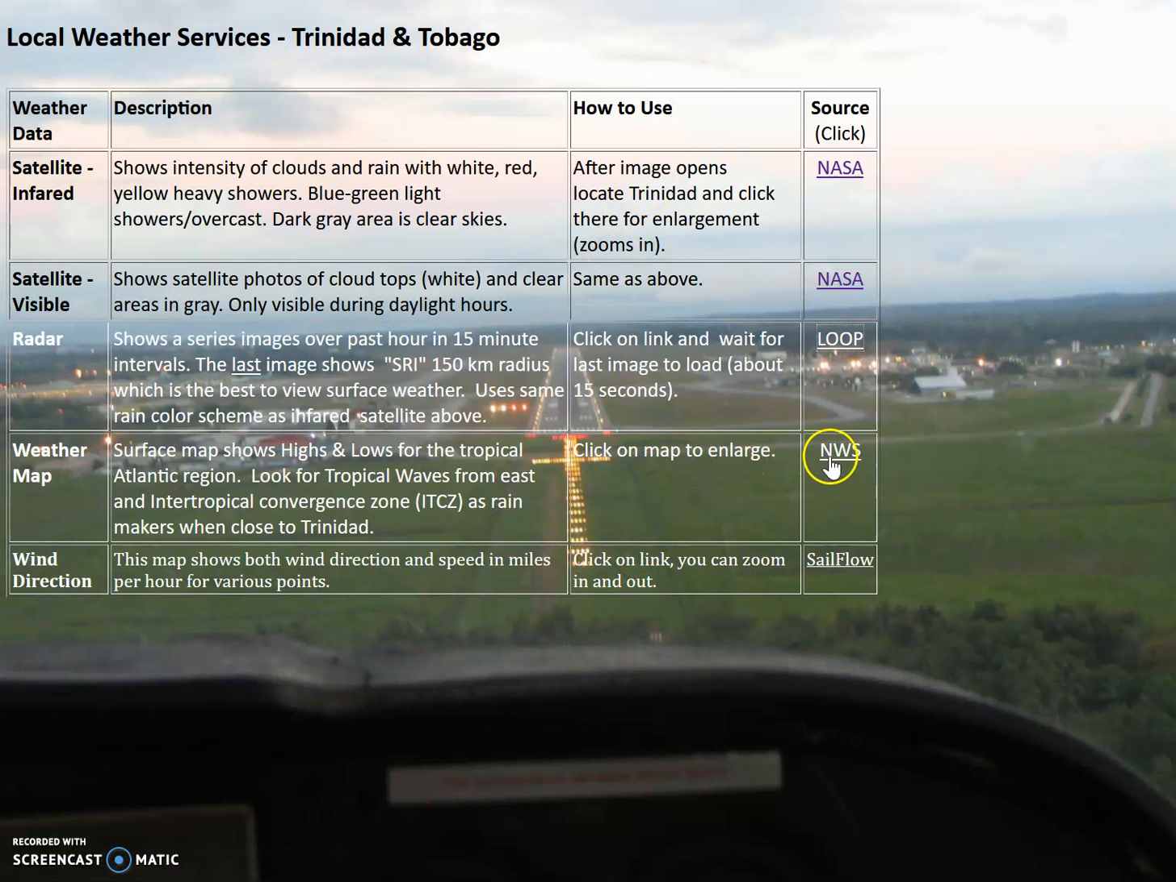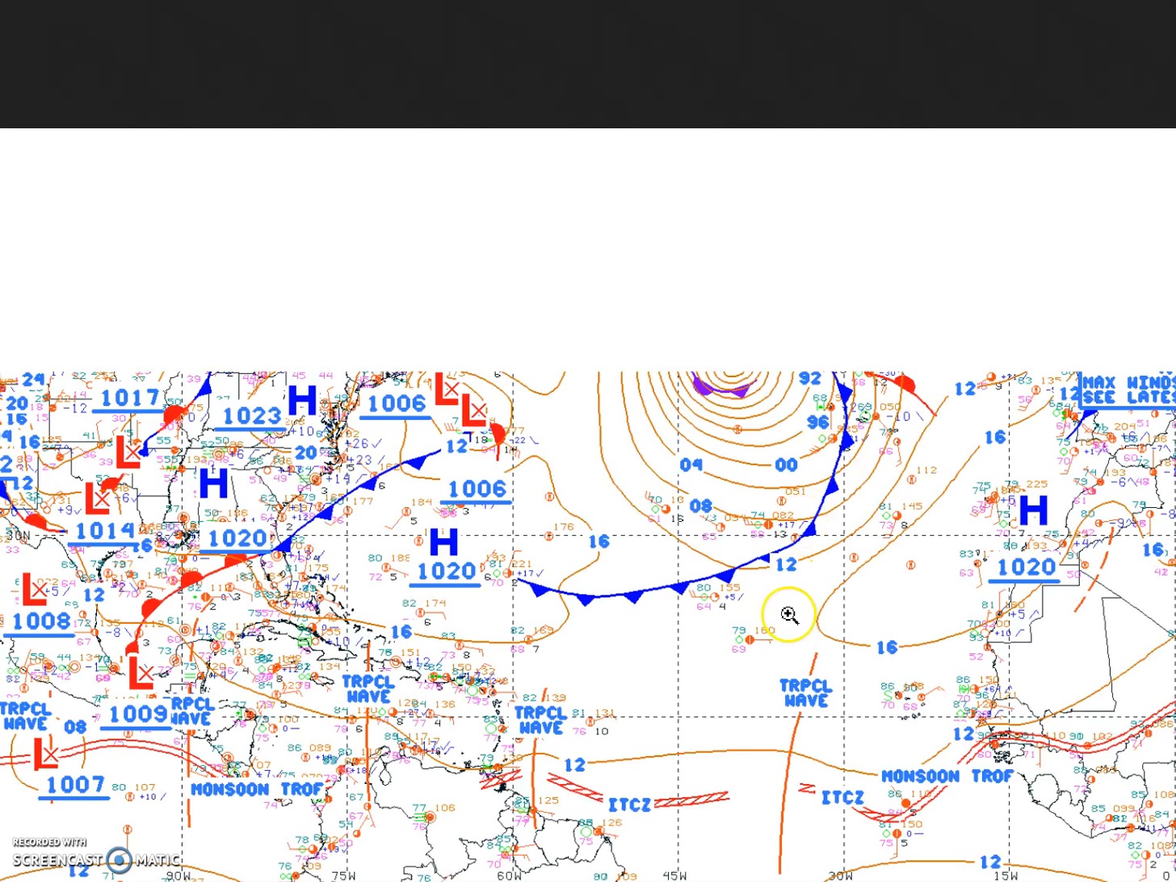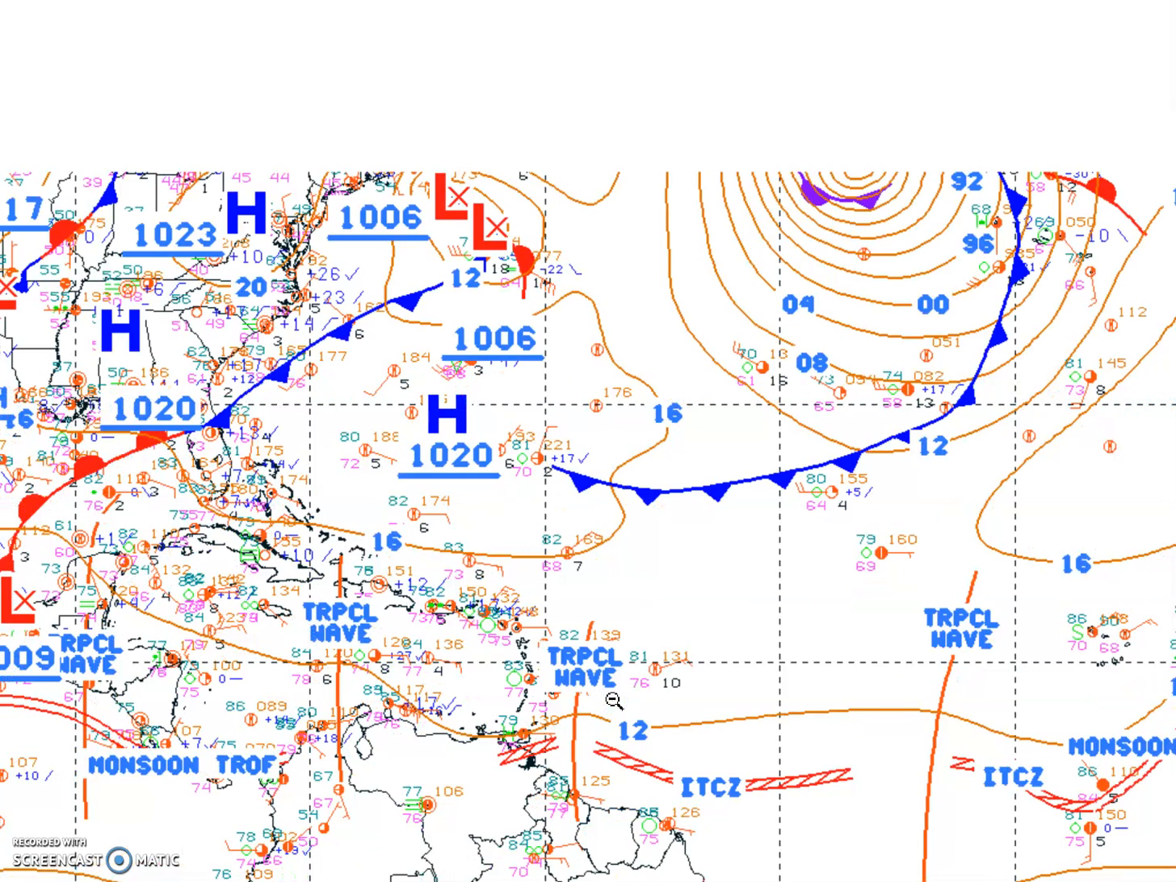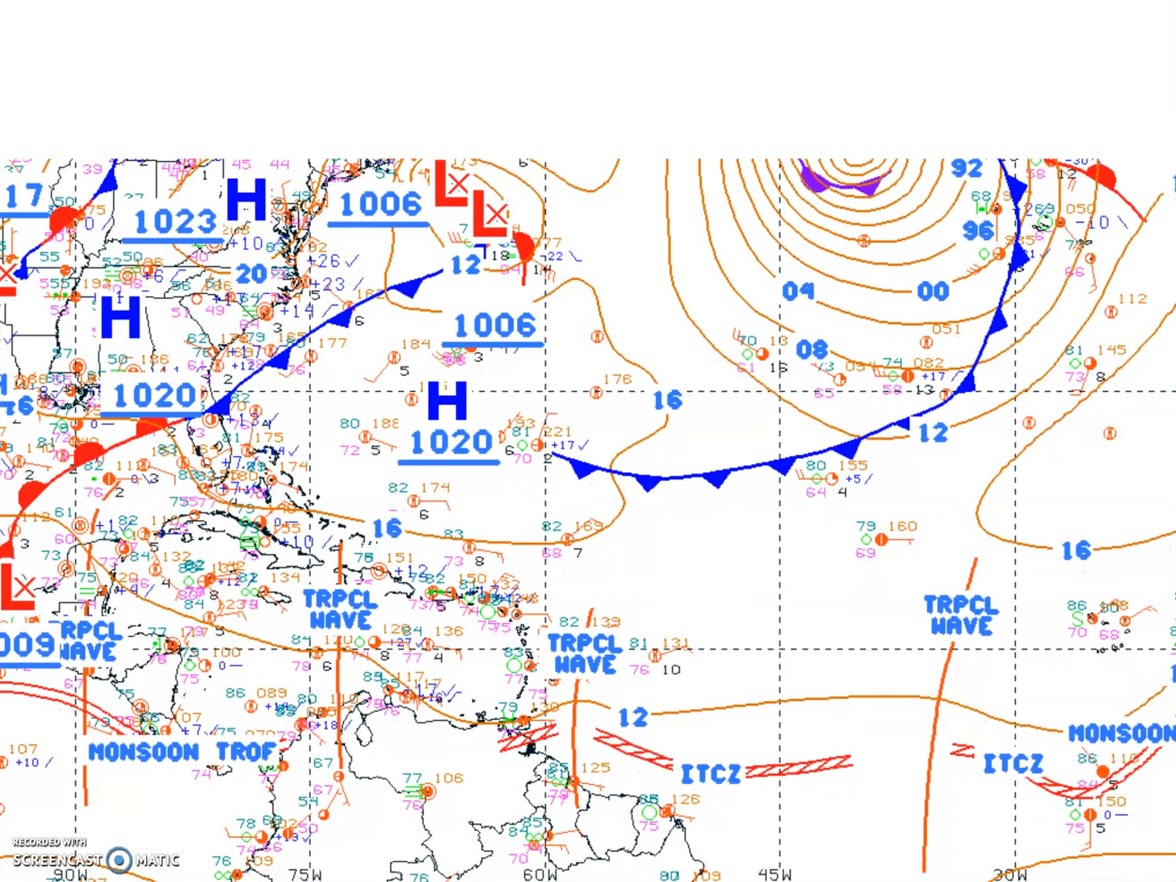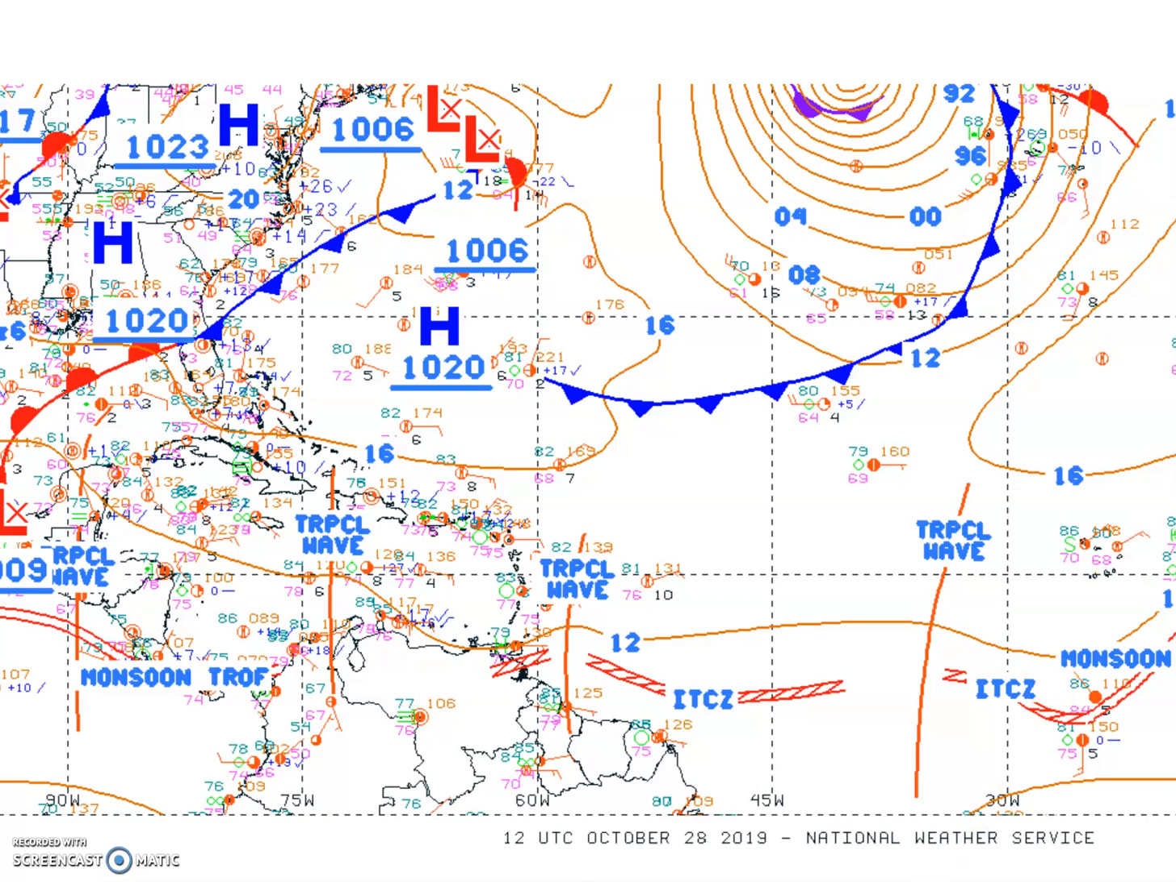Now let's look at the surface map. Surface maps show high and low systems. And we're going to zoom in here, click on that, and I'm going to adjust the picture here to show you. If you read the bottom, this is when the picture was taken. It's on October 28th at 12 o'clock UTC time. So this is actually about 3 hours old.